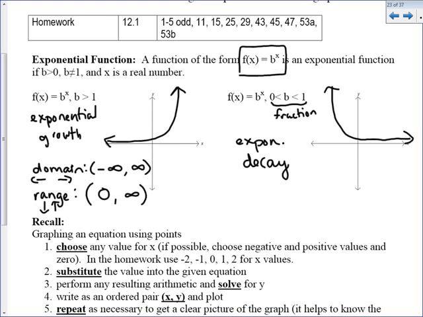So how about for our decay, our basic decay? What's our domain? Negative infinity to positive infinity. That's going to be for all of our exponentials. No trouble areas on these.